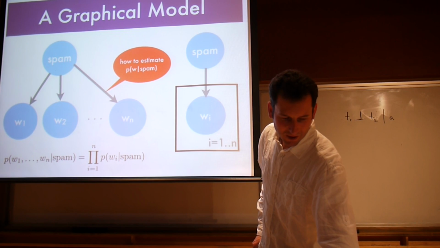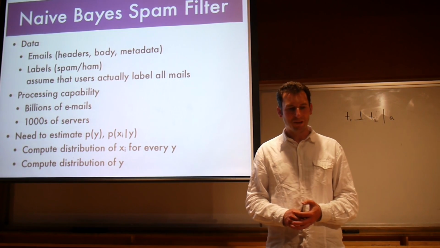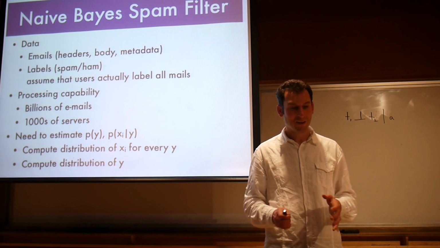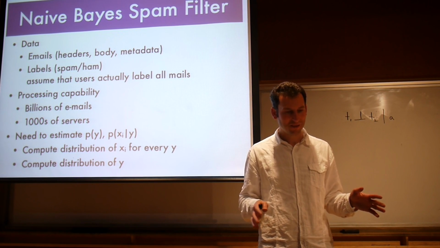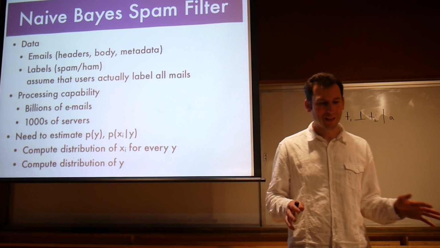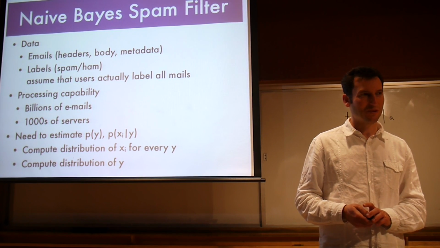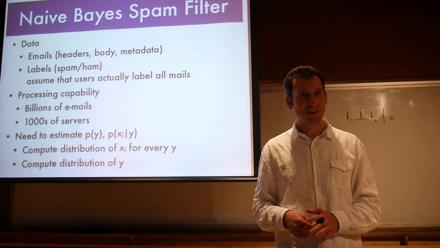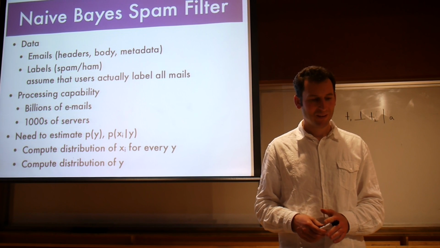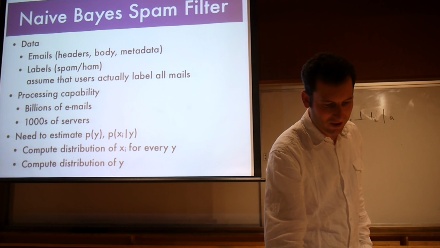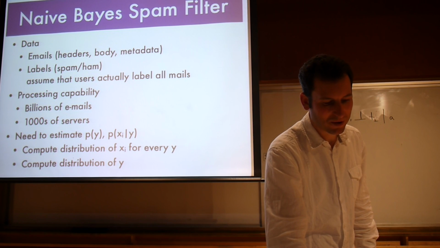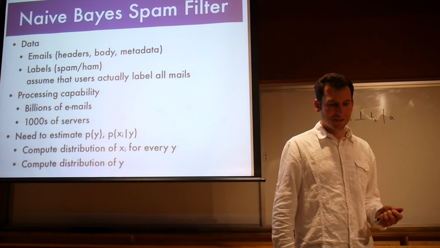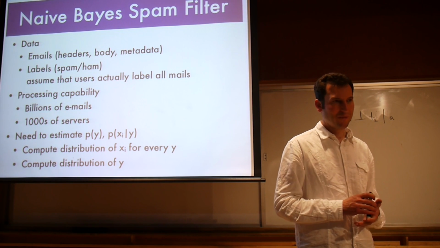Now of course, in a spam filter you have a lot more and different data. So you might have emails with the headers, the body, various metadata, labels. Assume that the users might actually label all the emails, which is of course not true. If they don't, then you look at how they behave and you can infer from that whether something might be spam. You might actually need something that's very high throughput, so you might want to process billions of emails on thousands of servers. But what you ultimately need to do is estimate P of y and P of xi given y.